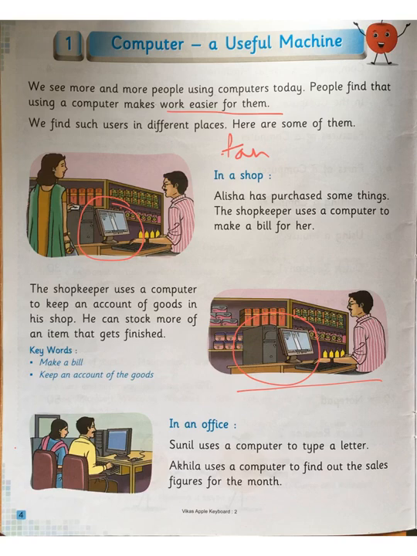So the first use of a computer is in a shop. The shopkeeper uses a computer to keep an account of goods in his shop.